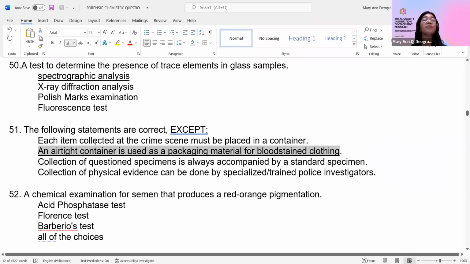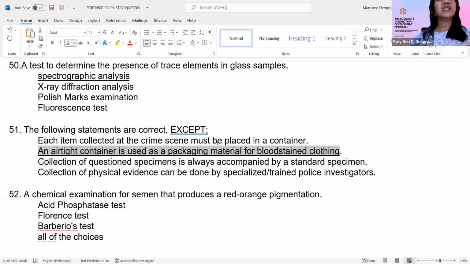Each item collected at the crime scene must be placed in a container. Siyempre, lalagay yun sa container yan. Tapos yung contradicting dyan sa question, letter B, is airtight. Kasi pag blood-stained clothing, hindi mo pwedeng ilagay sa airtight container yan. Why? We cannot use the airtight container kasi magmo-moist yung clothing, so mabubulok yan pag airtight. Dapat nahahanginan yung loob.